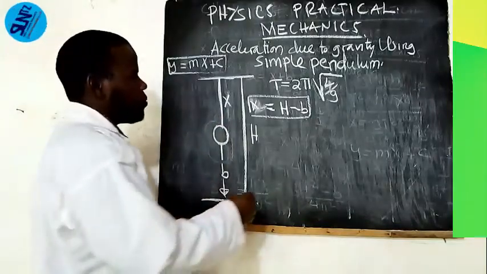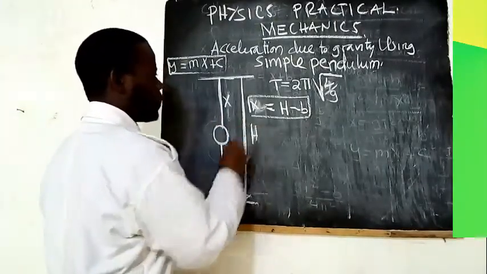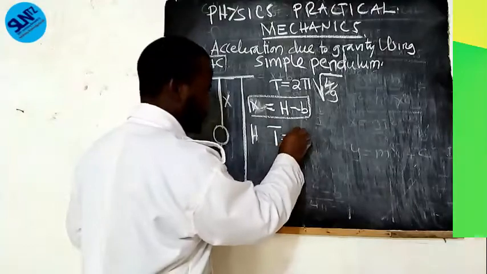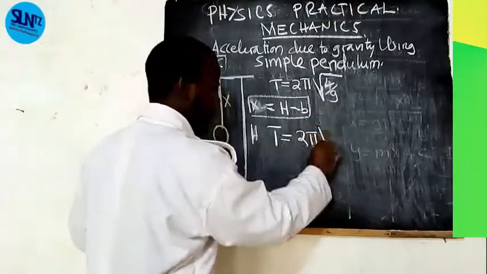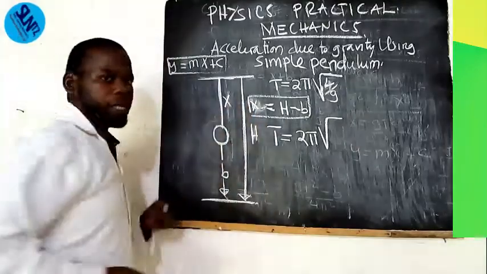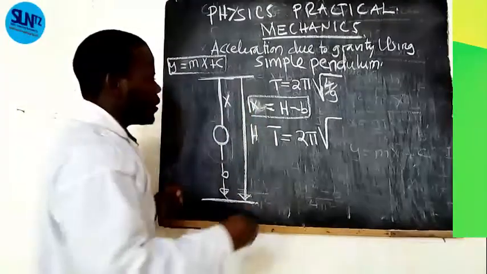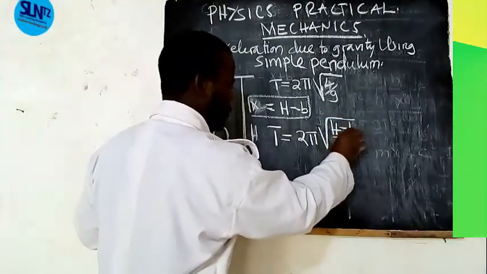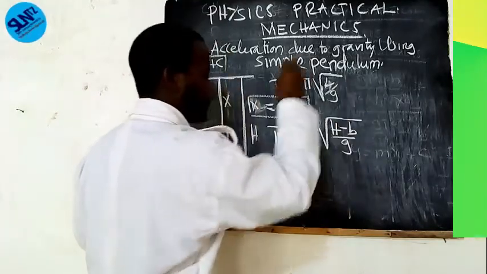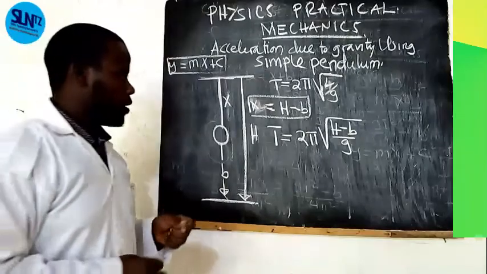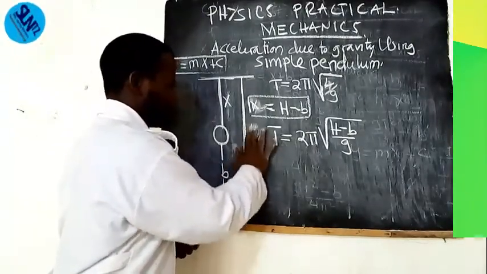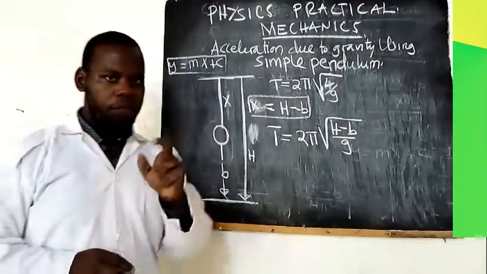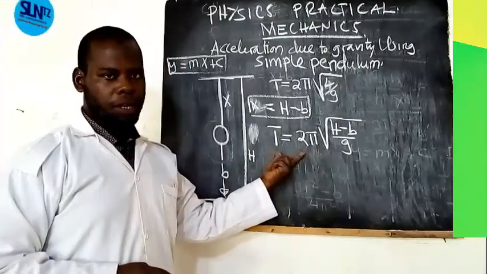It means when we equate to this one, T is equal to 2 pi square root of, because L is x, the length will be height minus b, over g. Do you see? That is our equation for this setup.